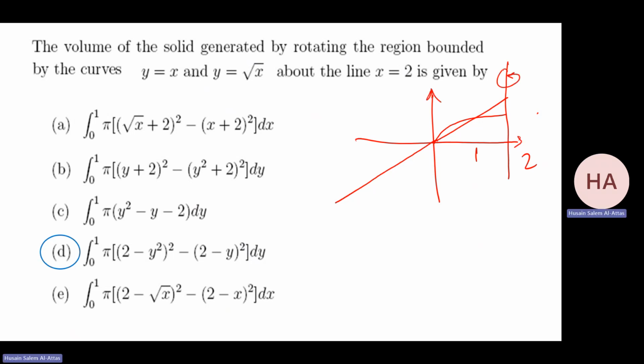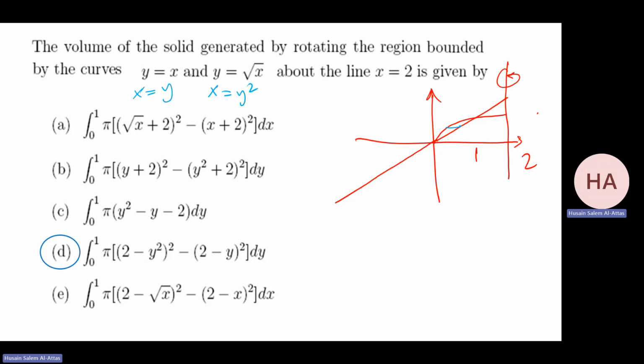This is my line of rotation. Okay. So my line, this will be my line, perpendicular to the axis of rotation. So everything should be in terms of y. So I have x equals y, and I have x equals y squared.